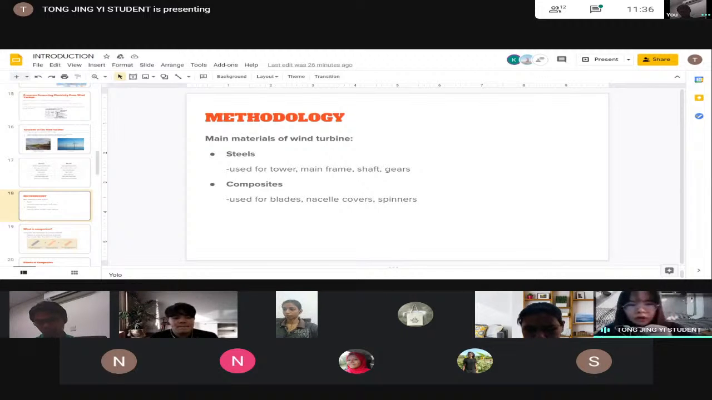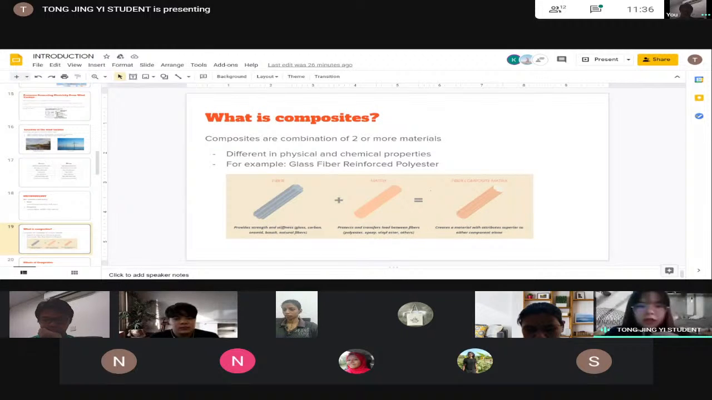So the main materials of a wind turbine are steels and composites. Steel is normally used for the tower, mainframe, shaft, and gears, and the composite is used for the blades, nacelle covers, and spanner. So what is a composite? Composites are a combination of two or more materials which differ in physical and chemical properties. For example, glass fiber reinforced polyester.